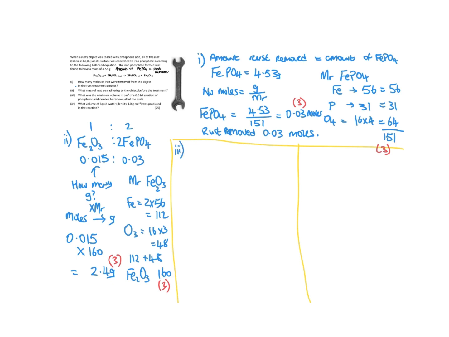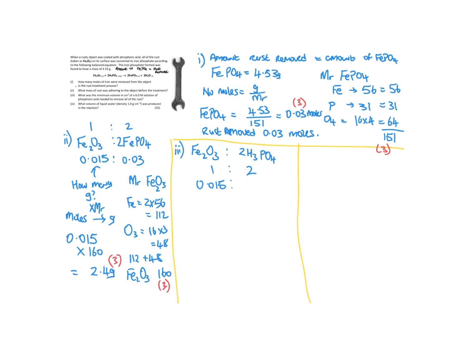The next part of the question asks us, what was the minimum volume in centimetres cubed of a 6 molar solution of phosphoric acid needed to remove all of the rust? So we want to know how much phosphoric acid is needed to remove all of the rust. The rust is the iron oxide, and our phosphoric acid is the H3PO4. Straight away I can see that this is a 1:2 ratio. I know that I have 0.015 moles of my iron oxide, and I've gotten that from the last part of this question, apologies.